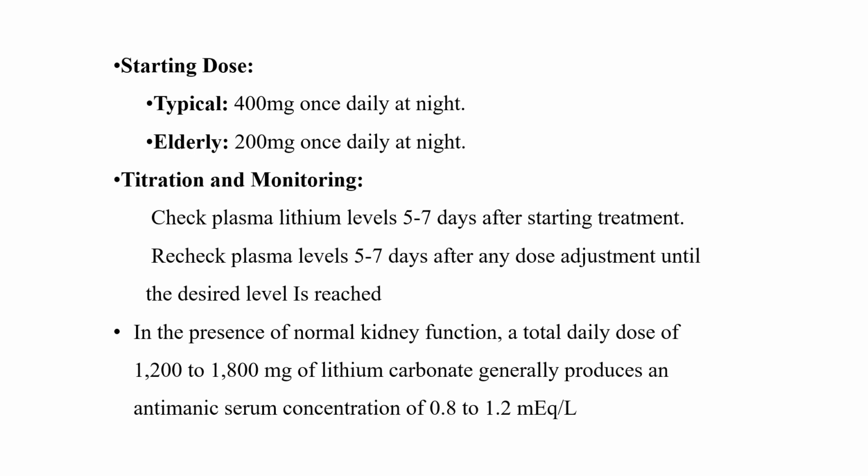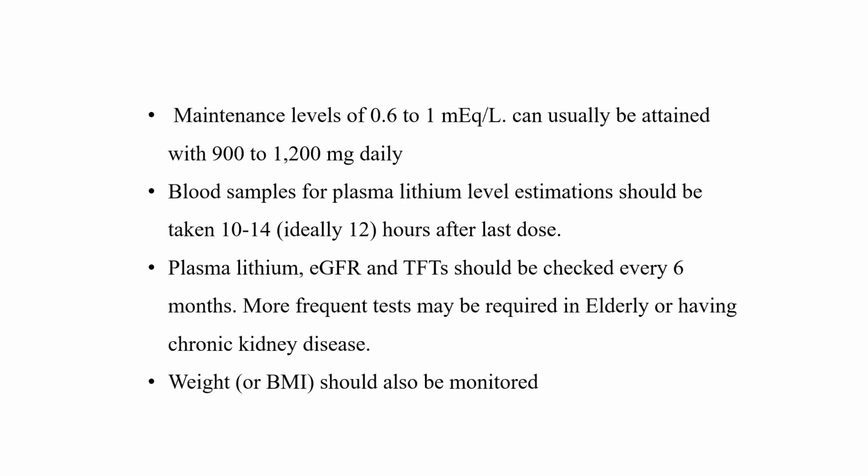And if we are adjusting the dose, again we have to recheck the plasma levels until the desired level is reached. In the presence of normal kidney functions, a daily dose of 1200 to 1800 mg can produce an antimanic serum concentration of 0.8 to 1.2 milliequivalent per liter. And a dose of 900 to 1200 mg daily can produce a maintenance level of 0.6 to 1 milliequivalent per liter. We have to send the plasma lithium levels 10 to 14 hours after the last dose.